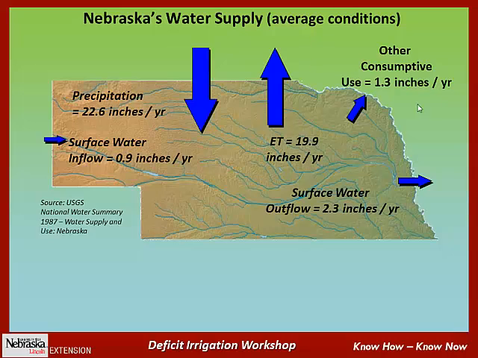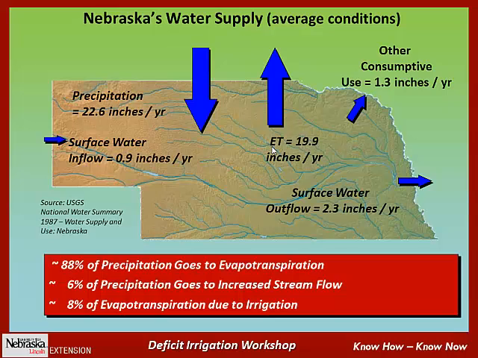But the big number here is the amount of evapotranspiration that's occurring on the land that we farm and ranch. If we look at a gross balance, about 88% of that precipitation is going back into the atmosphere as evapotranspiration off lands that we farm and ranch. And so if we look at how much goes to an increase in precipitation, it's about 6 inches.